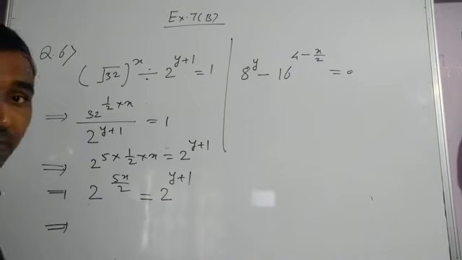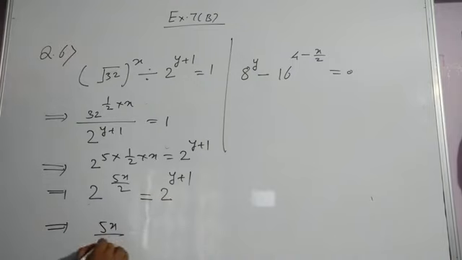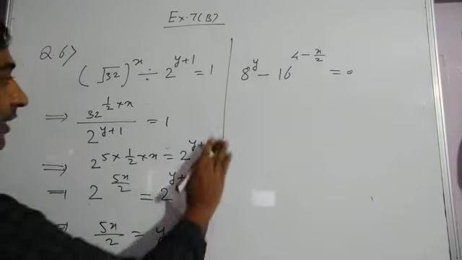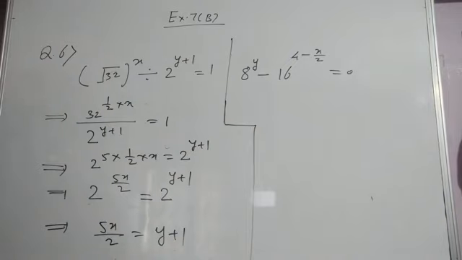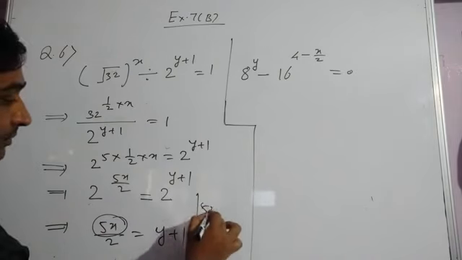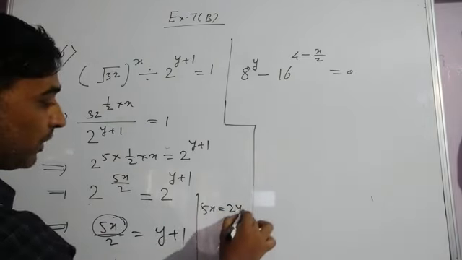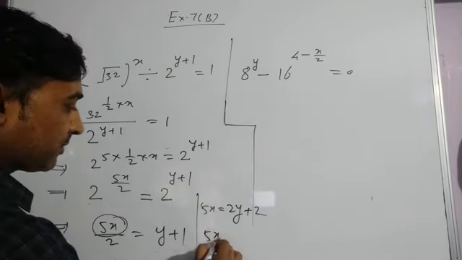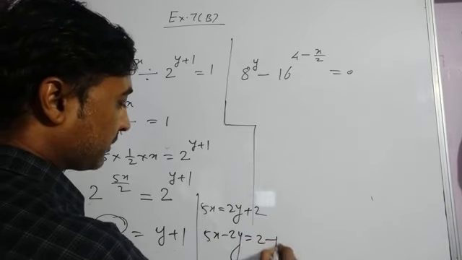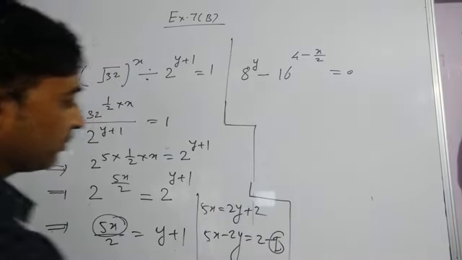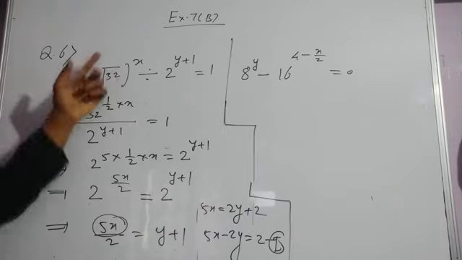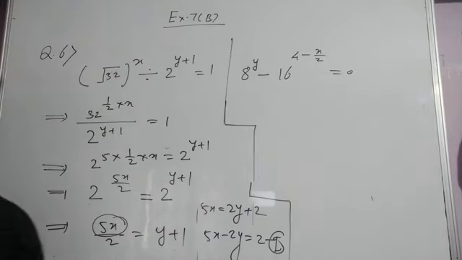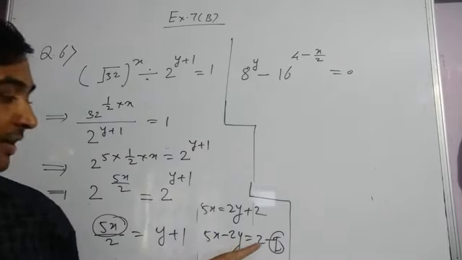Now again bases are same. So it will be 5x upon 2 is equal to y plus 1. If you simplify this, what you will get? You will get 5x will be as it is, isn't it? 5x is equal to 2y plus 2. Why 2y plus 2? You have shifted to that side. So this equation becomes 5x minus 2y is equal to 2. This is my equation number 1. I hope you understood. Okay? So with the help of this I got one equation. What is that equation? 5x minus 2y is equal to 2.